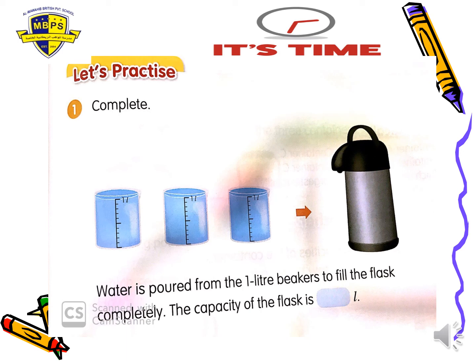I'm waiting. We have 1 liter in each beaker, and we pour the 3 beakers into the flask, and we fill the flask completely. So now the capacity of the flask is... very good, 3 liters.